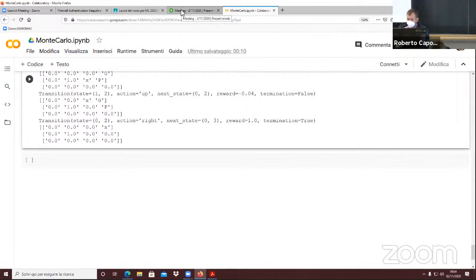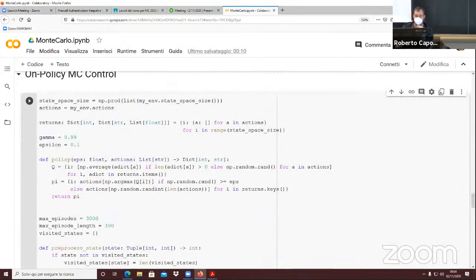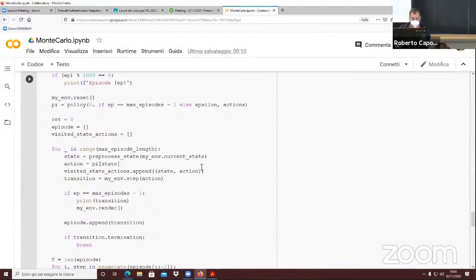So again, this is just to say how easy this is to implement in practice. Nothing really exceptional. I created a dictionary, so a table of Qs, a table of Pi's. The Q was computed just as the average of the return. The table of Pi was computed just as the argmax of the Q function with probability 1 minus epsilon, and otherwise with epsilon probability, I selected a random action. I just collect all my transitions, I compute the return, and then I update my table. Easy, very easy.